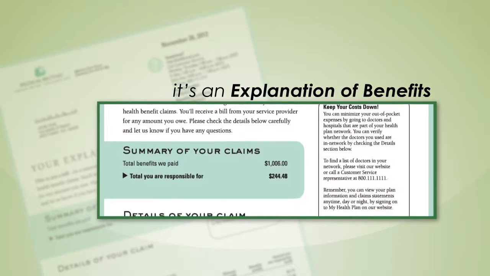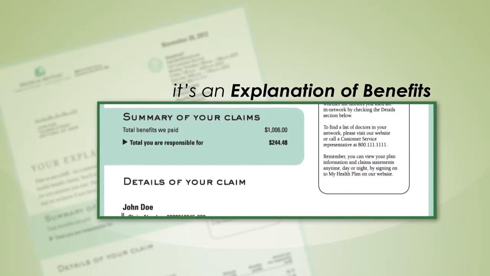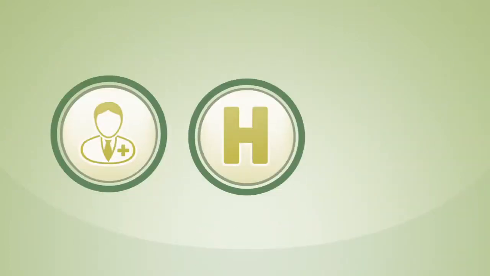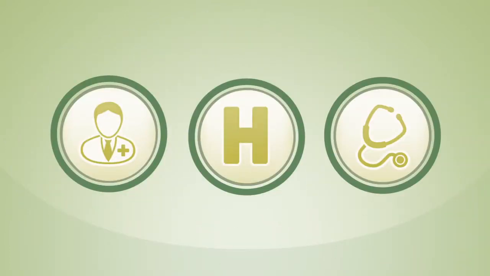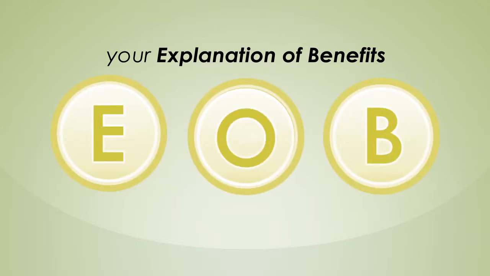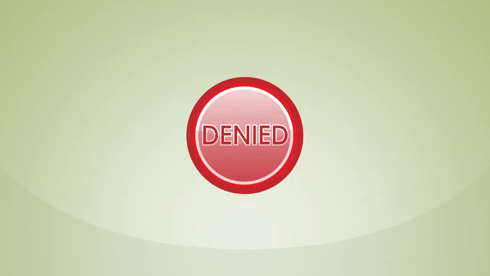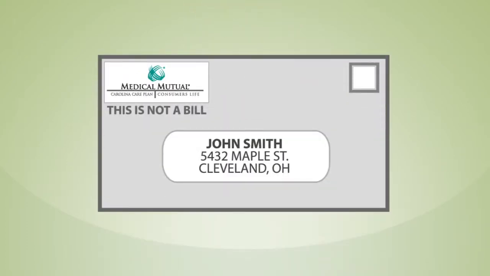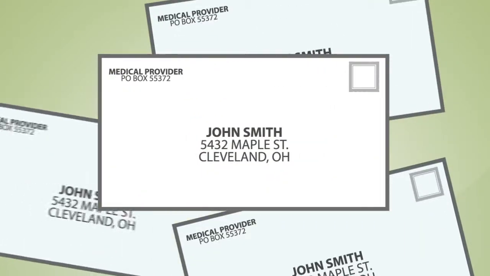Explains how your benefits were used to cover any care you received from your doctor, hospital, or other healthcare provider. Your explanation of benefits, often called an EOB, gives details about your healthcare claims, including how they were paid or why they were denied. It's not a bill at all, and in fact, you'll get a bill from your provider for any amount you owe.